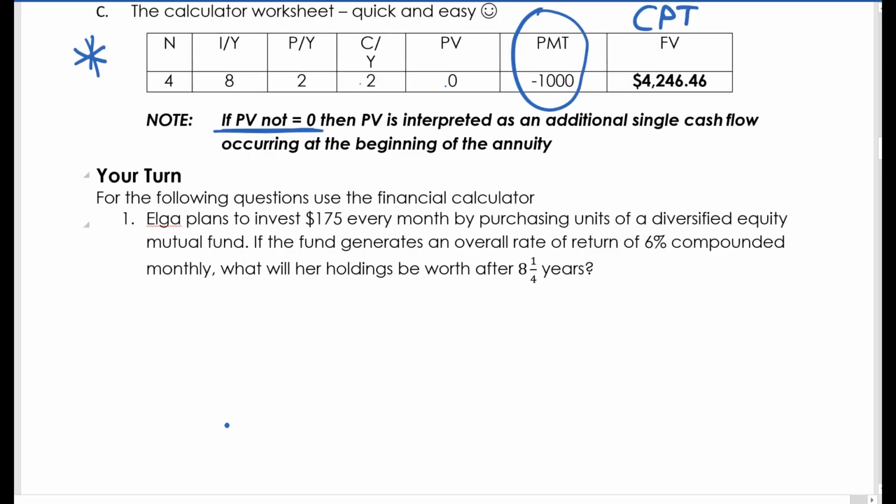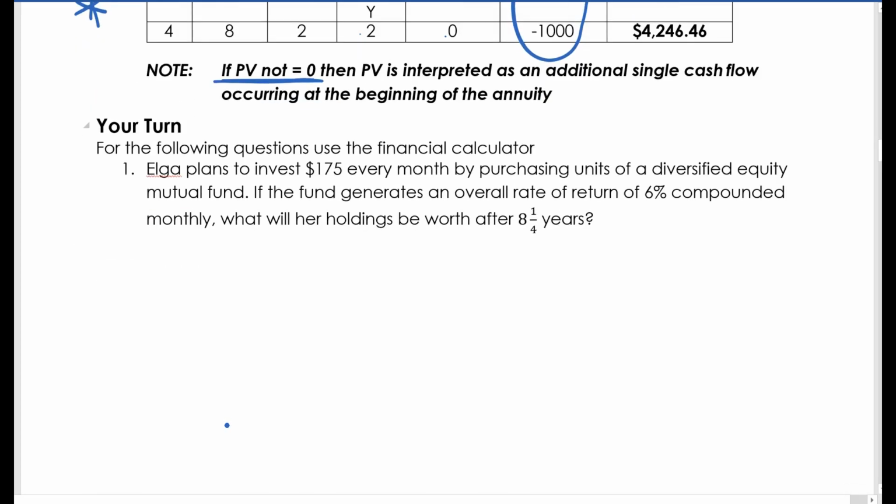So I want you to read over this. We'll read it together, and then I want you to stop the video and try it yourself. When I turn the video back on, I'll explain how to do this. So stop video now. Elga plans to invest $175 every month by purchasing units in a diversified equity mutual fund. If the fund generates an overall rate of 6% compounded monthly, so remember she's doing it every month and it's compounded monthly, what will her holdings be after 8.25 years?